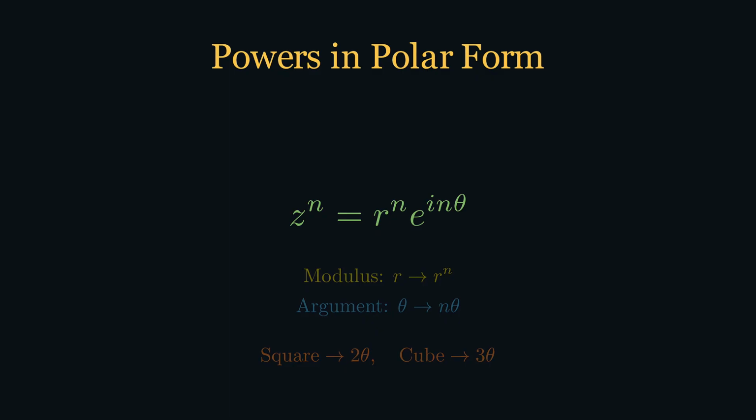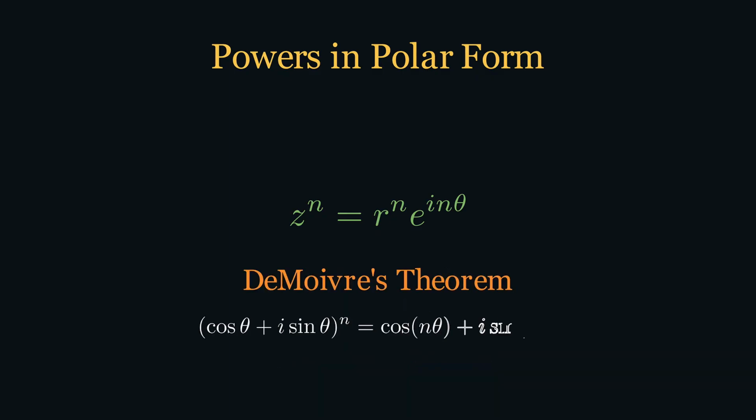For any integer n, cosine theta plus i sine theta, all raised to the nth power, equals cosine of n theta plus i sine of n theta. This is DeMoivre's theorem. It follows directly from Euler's formula and the law of exponents. Now for roots.